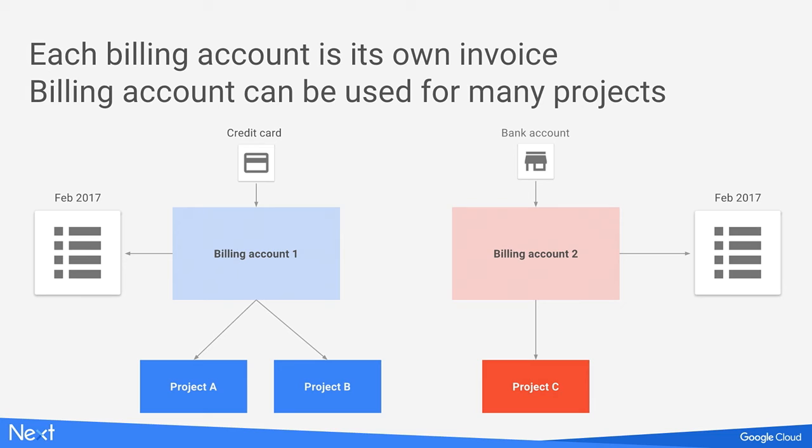So this is a diagram of what it would look like to have 3 projects and 2 billing accounts. At the top, we show the funding sources. So you have a credit card that's associated to a billing account, or a bank account that's associated to your billing account, and those generate invoices. You can also do offline billing, which will invoice you at the end of the month. Here you can see that billing account 1 has 2 projects associated with it, and billing account 2 only has 1 project. So that's the high-level overview of how billing is architected in Google Cloud.